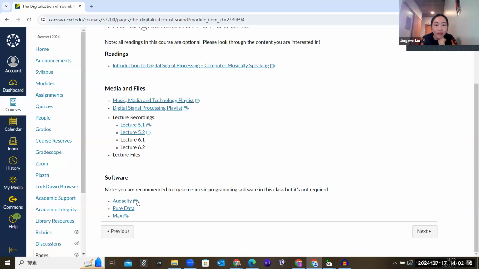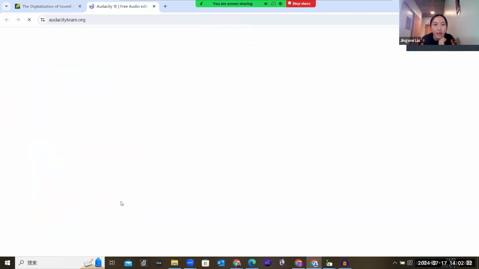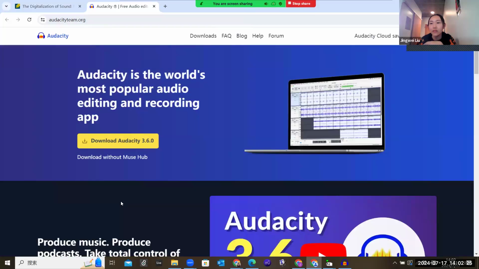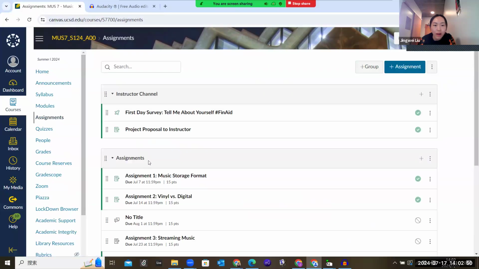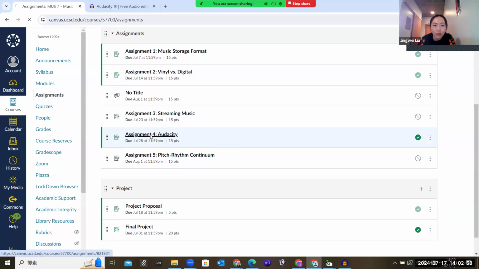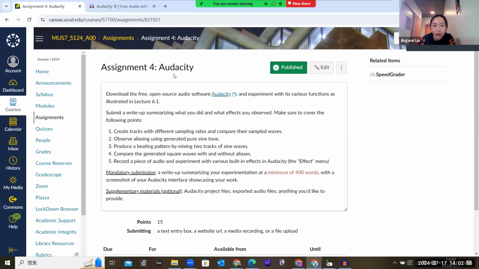So here, I think it's best to try Audacity, because Audacity is not for programmers and it's easy to use. It's just audio editing software, just copy and paste. As long as you have the basic operation ability of a digital computer, I think it should be okay for you to use Audacity. So here is where to download Audacity to your computer. Your assignment 4 will be a practical assignment using Audacity. Okay, already published here.